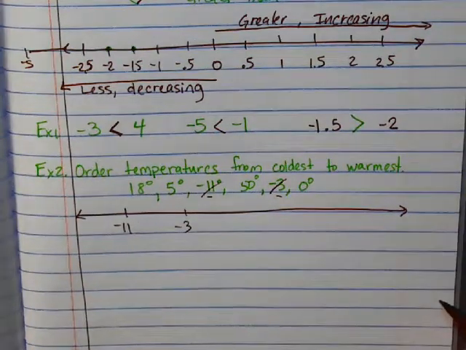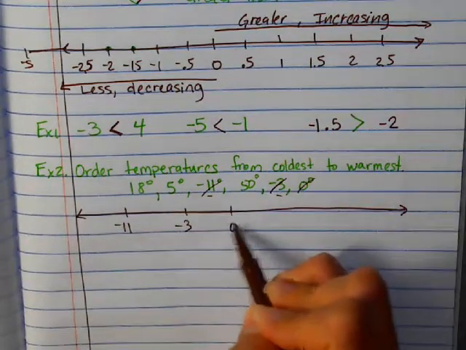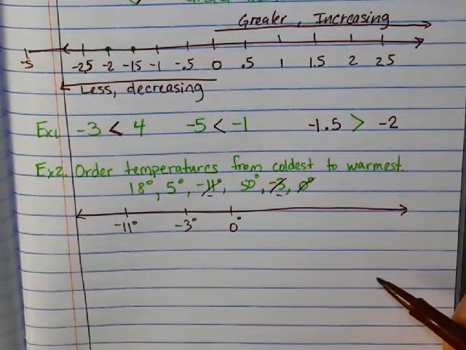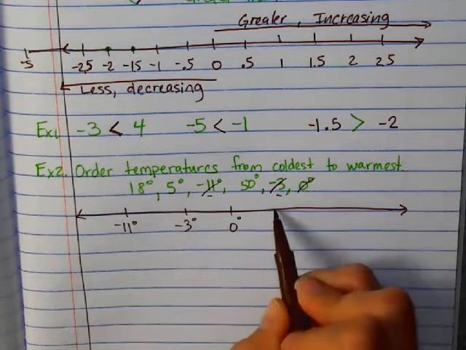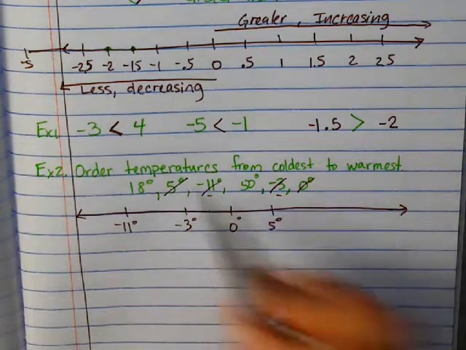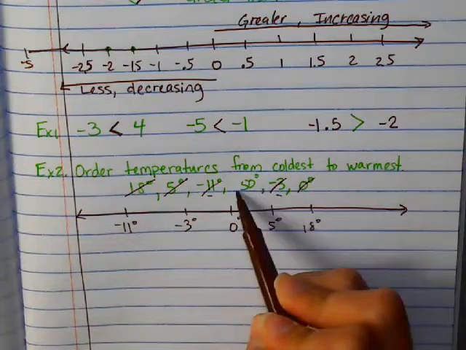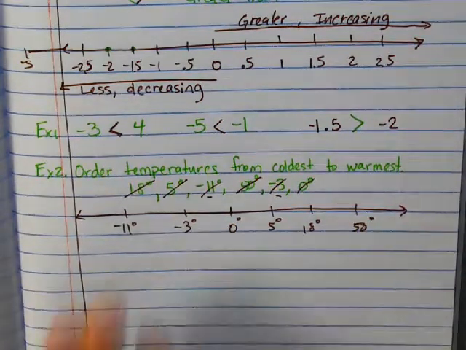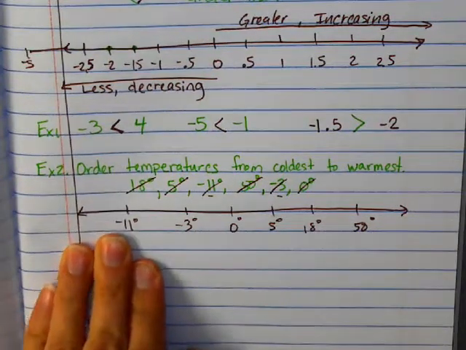Who would we place on the number line next? The 0. So let's go ahead and put 0 degrees there. I forgot to put the degree sign. Cross out 0. All right, so who's next? Well, we have 18, 5, and 50. Well, 5 degrees would be next. Then 18 degrees, right? And last but not least, 50 degrees. So we are in order from coldest over here to warmest.